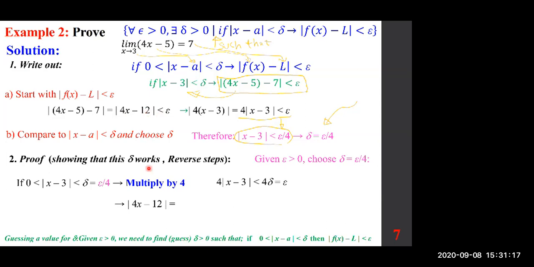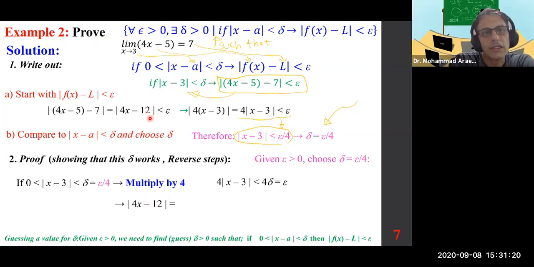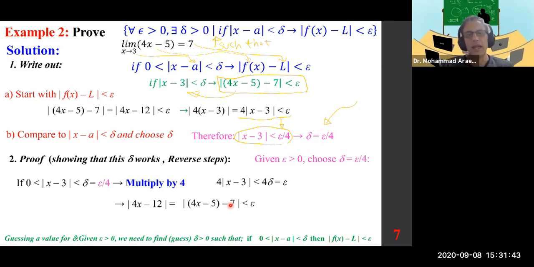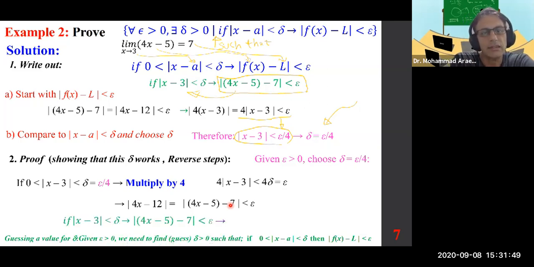So I want you to see that you got this far. Now, what is your next step? We are going back. Here's the trick. We know the two are the same, so we're going to write it this way. So what is 4x minus 5? f of x. What is minus 7? 7 is the L. And in essence, we are showing that if absolute value of x minus 3 is less than delta, then absolute value of 4x minus 5 minus 7 is less than epsilon. And that's the end of the proof that the limit exists. What was the limit? Take a look at the top one. The limit exists and it's equal to 7.